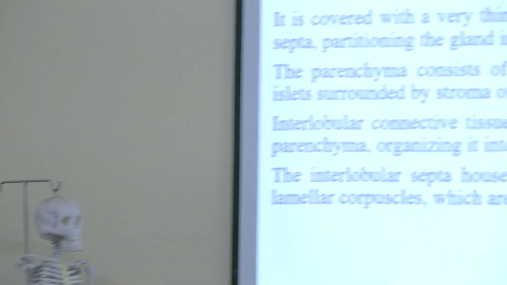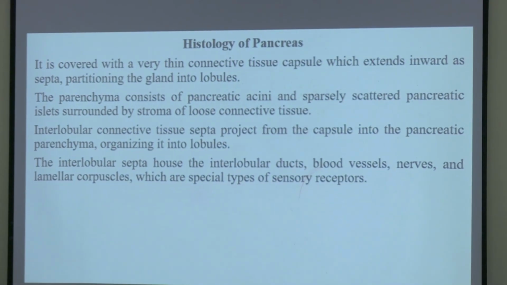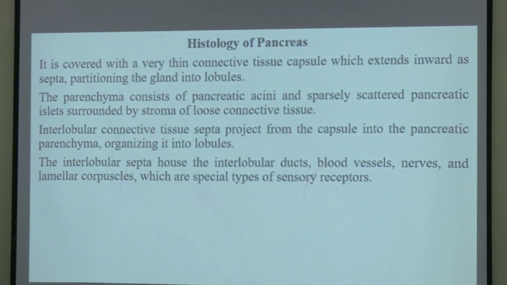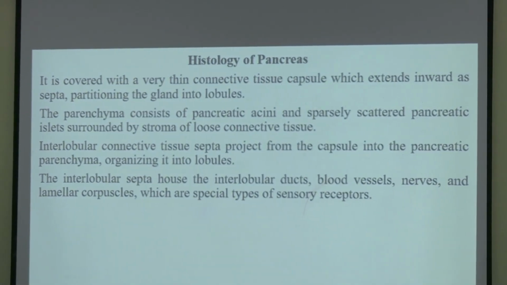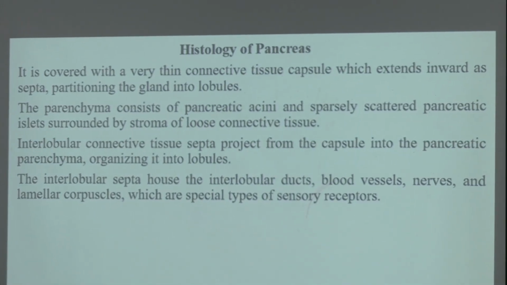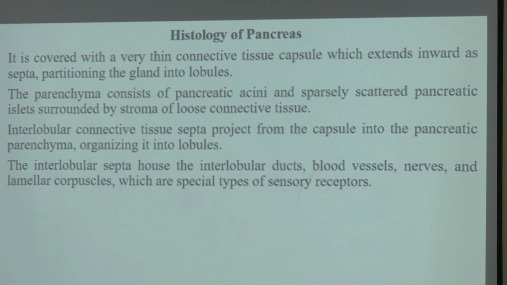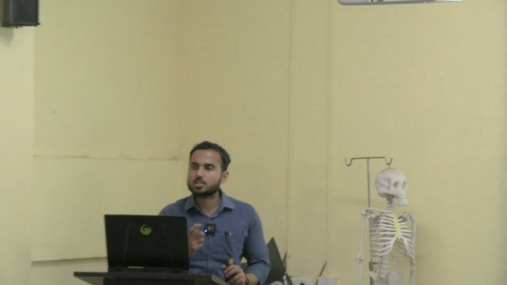As you can see, the pancreas is covered by a very thin connective tissue capsule. Okay. And that will extend inwards as septa, partitioning the gland into lobules, same as the liver, which we have discussed. So a thin connective tissue covering is there, which will send septa, and then it will divide the pancreas into lobules. Now through that connective tissue septa, blood vessels, nerves, and lymphatics are entering the gland. Okay. So that part will constitute the stroma of the gland.